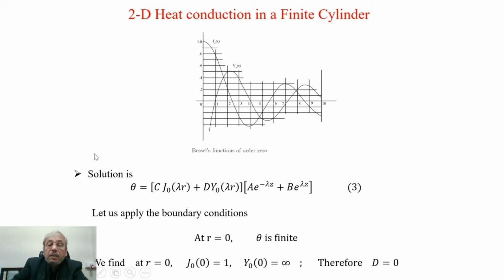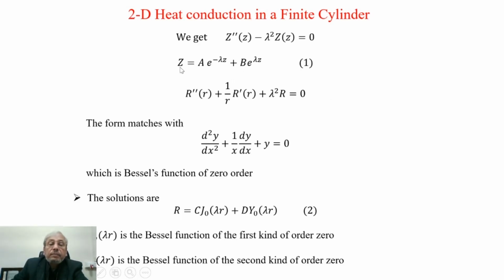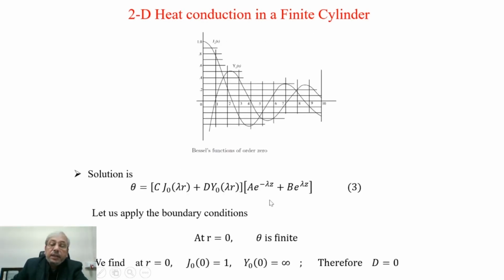So now, keeping this in mind, we will again come back to our solution. We'll go back by two slides. Solutions are, one is the z dependent part, another is the r dependent part. If we combine these two, we get the complete solution. And the complete solution is equation 3, which is theta equal to (c J naught lambda r plus d Y naught lambda r) into (a e to the power minus lambda z plus b e to the power plus lambda z).